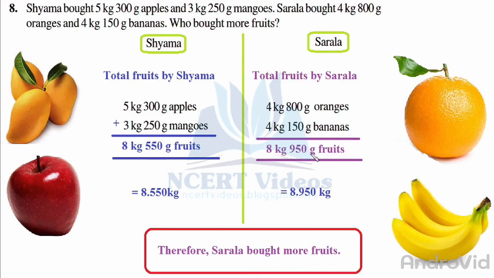Now you don't have to write grams because you have converted it, you have combined it with kilograms, therefore kg. So you can clearly see this is greater because this is 8.950, this is 8.550. So this is greater. So Sarla bought more fruits as compared to Shama. This was question number 8.